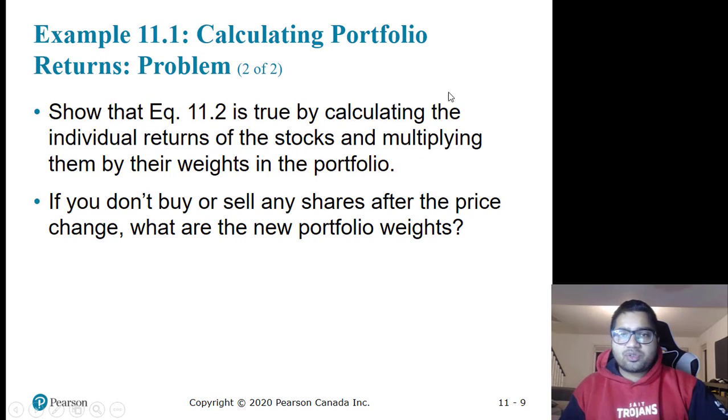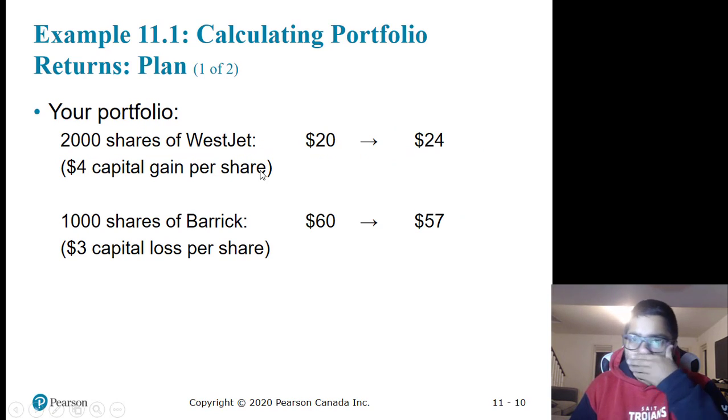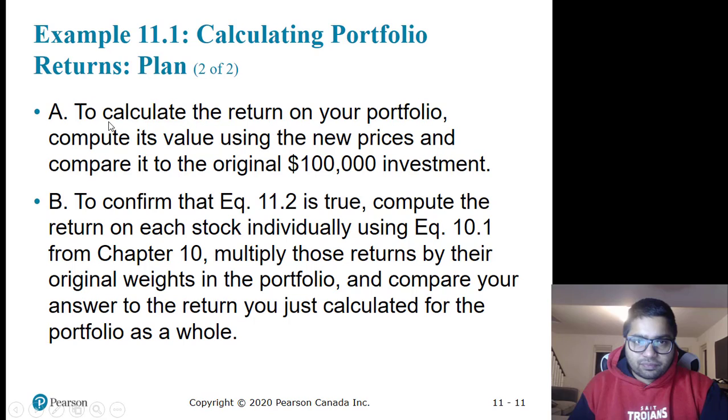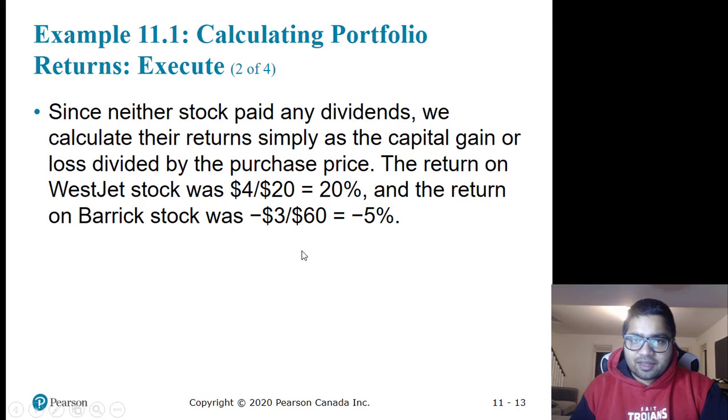Show that equation 1 is true by calculating individual returns and multiplying them by weight. If you don't buy or sell any stock after the price change, the new portfolio weights are, so this goes up and this goes down. To compute the return on portfolio, compute its value using the new prices and compare it to the original investment. So they have done the same thing. 5% is your total return, or 5 grand, means $5,000 you earn, that is 5% of your investment. I have done it in a little bit easier way.